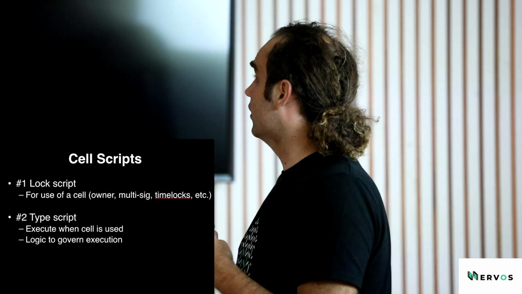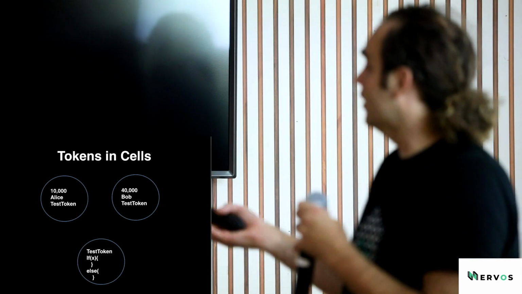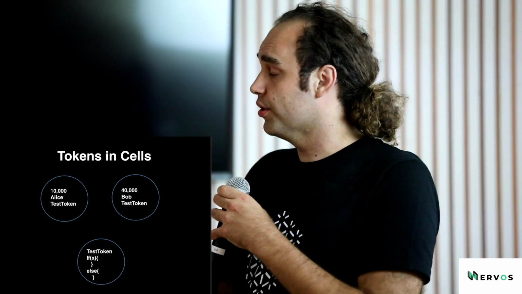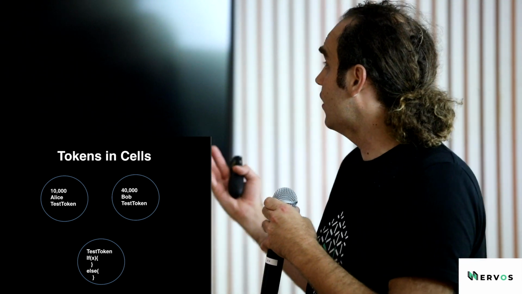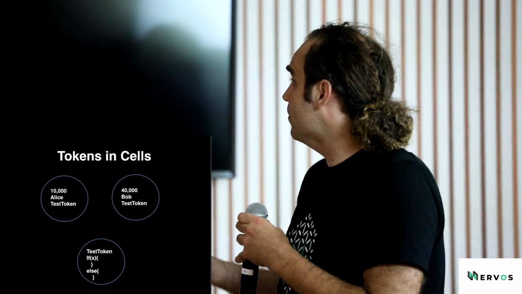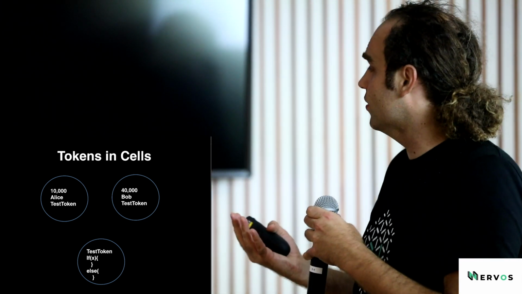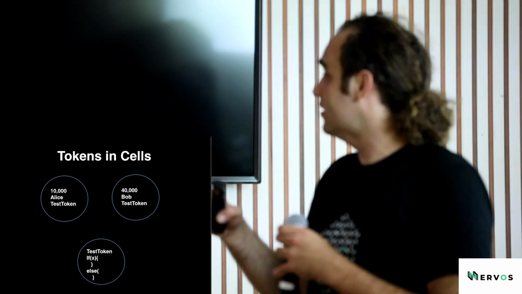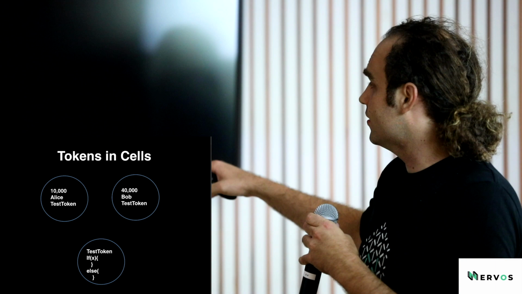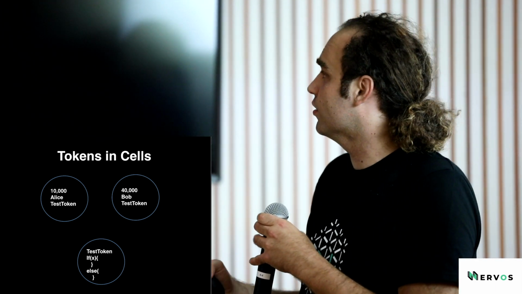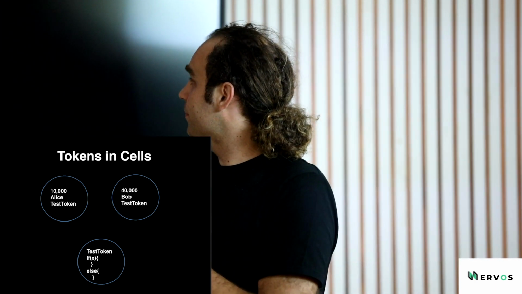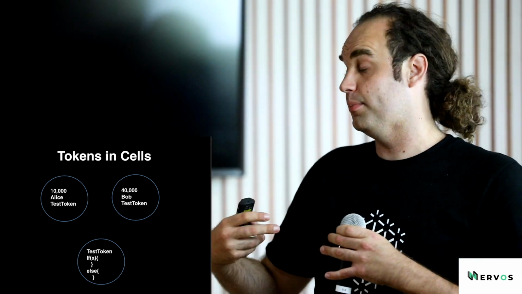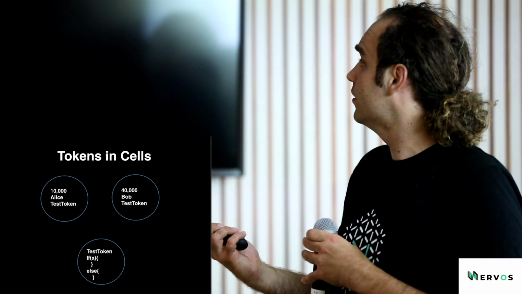So what does this look like? These are tokens in a cell. The two cells at the top would be owner cells. Alice owns 10,000 of these test tokens, and Bob owns 40,000 of these test tokens. If they ever were to move these test tokens or do anything with these cells, then they have a reference to what is defined as the test token. But the ownership of these cells is by these owners, by those keys.